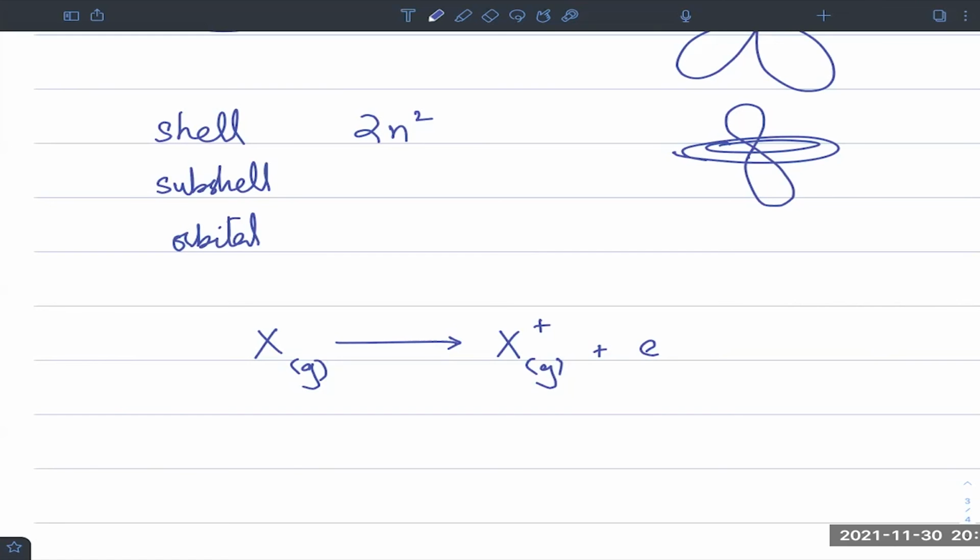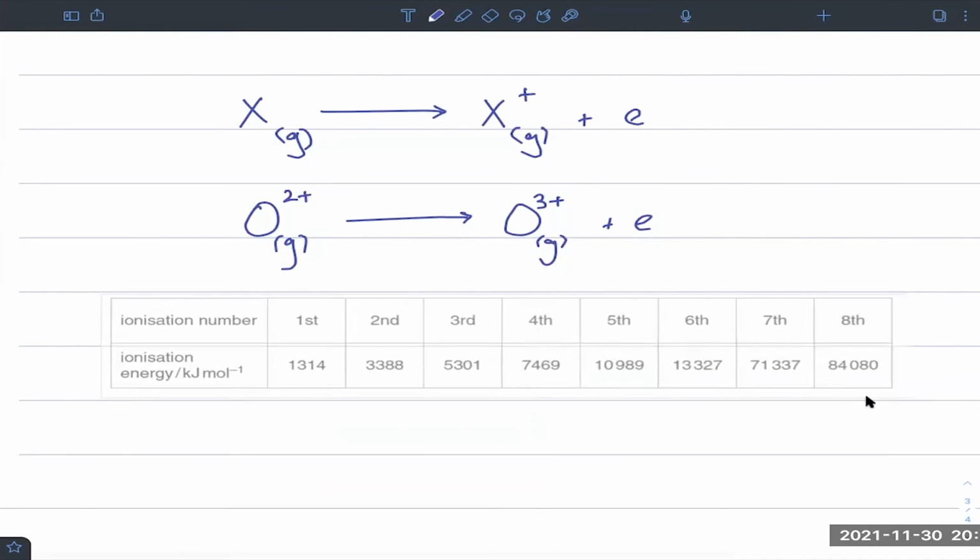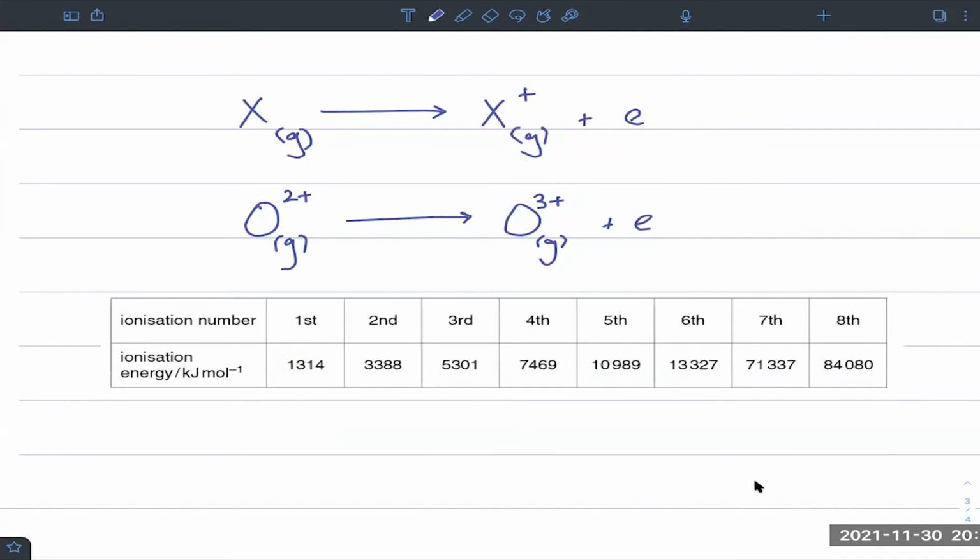Okay. Write an equation for the third ionization energy of oxygen. Again, you're talking about an oxygen atom. So it should be O, should be gaseous, should have already lost 2 electrons. And then you convert it to remove the third electron. So that's the third ionization energy of oxygen. Now here is the data for oxygen, the ionization energies. How does this give evidence of two shells being there?